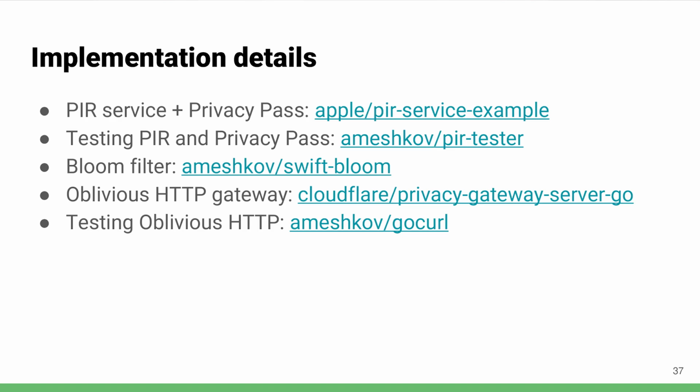Next, the Bloom filter. Apple didn't release any official code for building one, and their documentation on it was initially quite vague. So I created a Swift library that can generate Bloom filters compatible with Apple's URL filtering API. For Oblivious HTTP, Cloudflare provides both a reference library and a ready-to-use server implementation. And finally, if you need to test your Oblivious HTTP setup, you can use my long-term side project called GoCurl. It is basically a Go-based re-implementation of curl with extra features like built-in support for Oblivious HTTP.